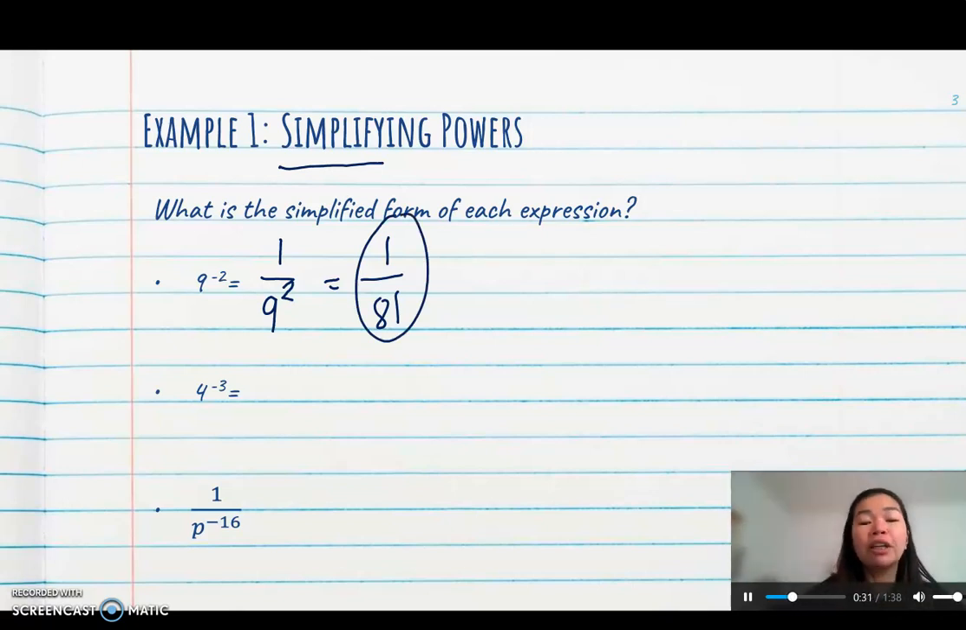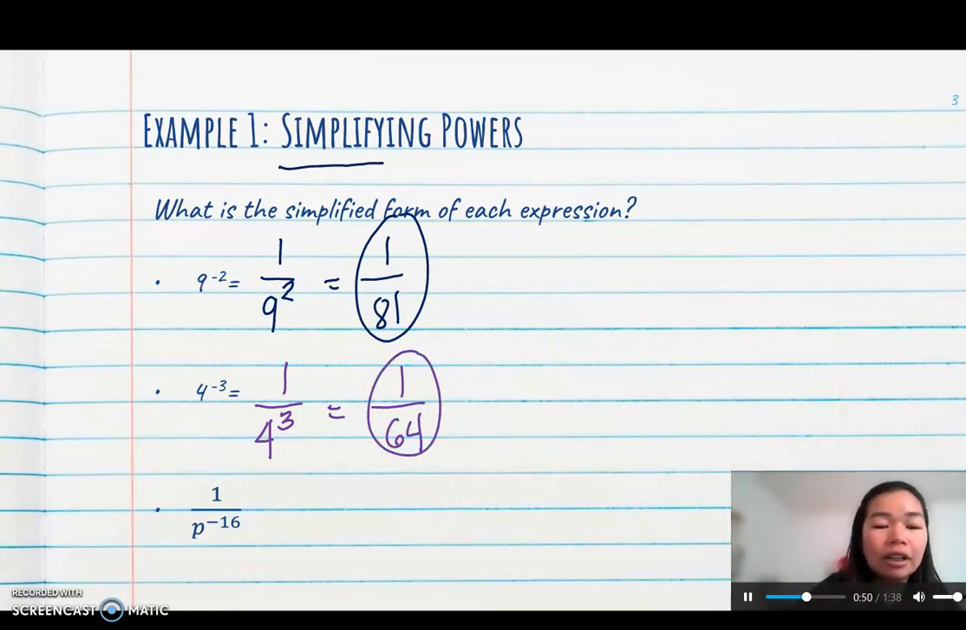Another example, 4 raised to the power of negative 3. Again, we are going to write it as 1 over 4 raised to the power of 3. So, to simplify it, we're going to multiply 4 three times. So 4 times 4 is 16, times 4 is 64.